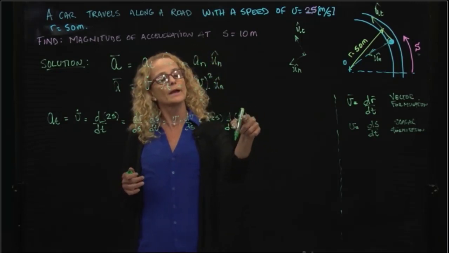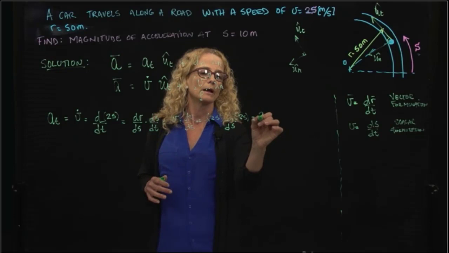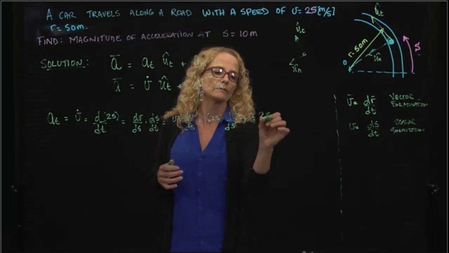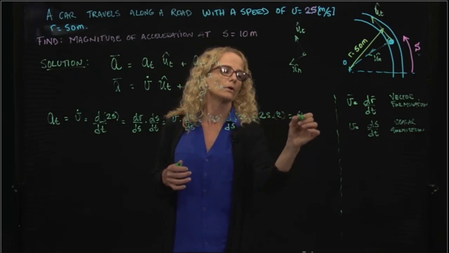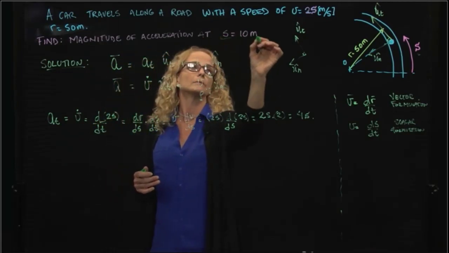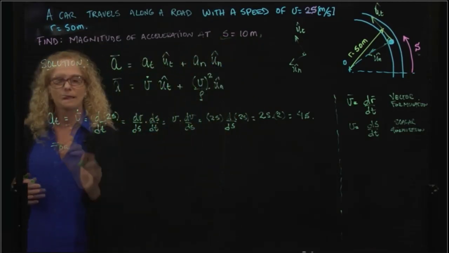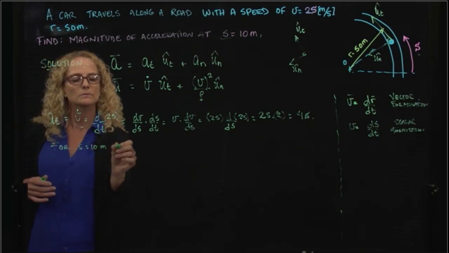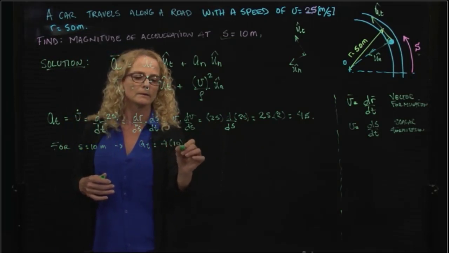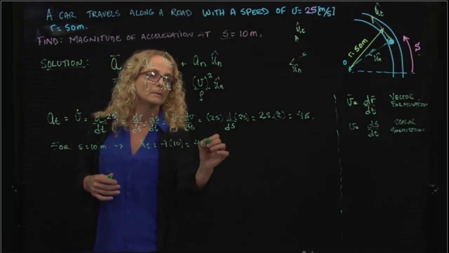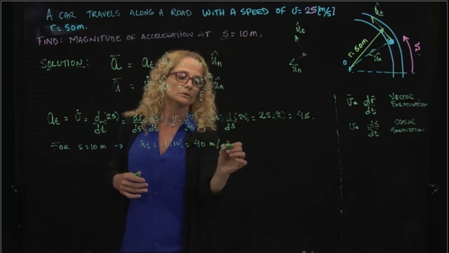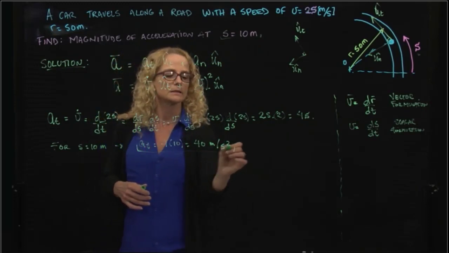So the derivative of 2s with respect to s is 2. So at the end, I will have 2s times 2, which is 4s. For the value that we are being asked, which is s equals 10 meters, we have that our tangent acceleration is 4 times 10, which is 40, and our units are meters over second squared. That's our tangent acceleration.